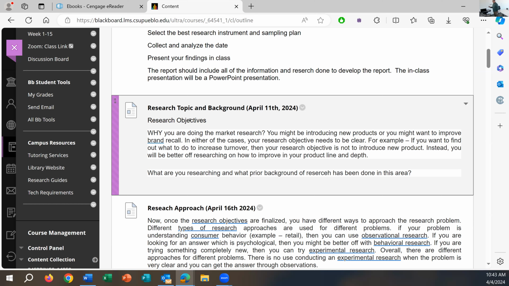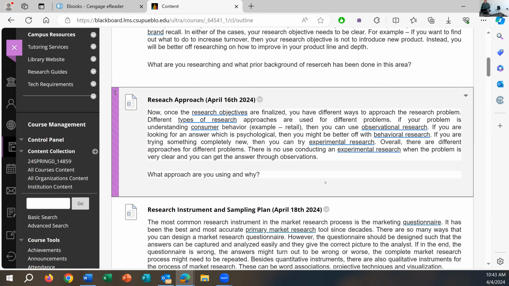Very simple, quick summary of what you're doing. This obviously is not the entire portion of these areas, but research objectives. So what are you researching and what prior background of research has been done in this area? So again, your exploratory research: what are you trying to answer, and what background information have you found in the particular area that you're researching? And that you'll post here on the 11th.